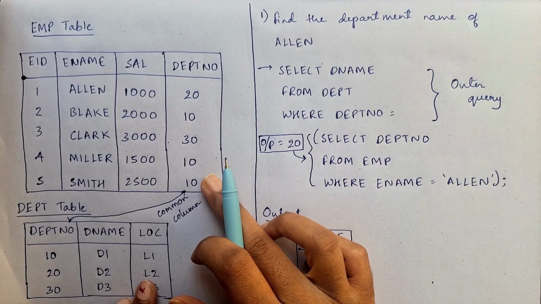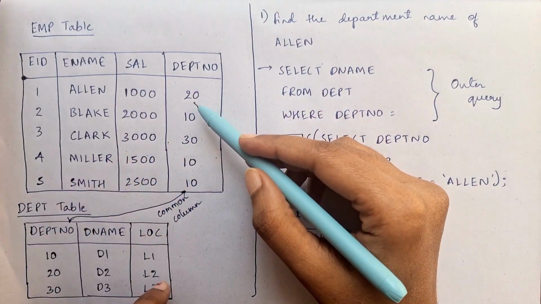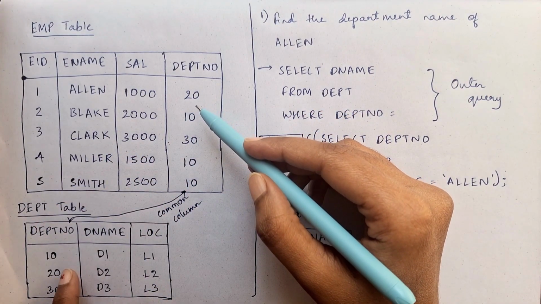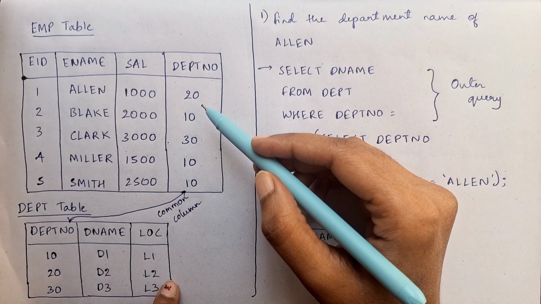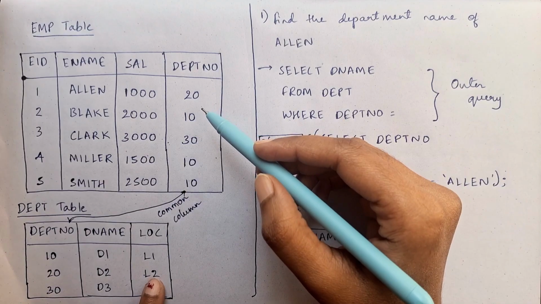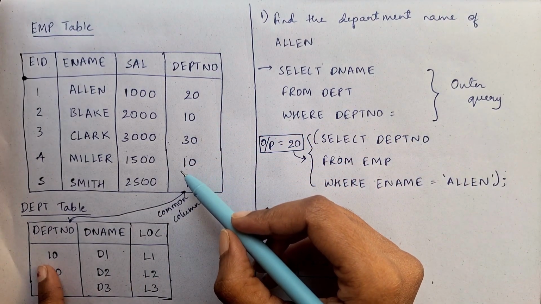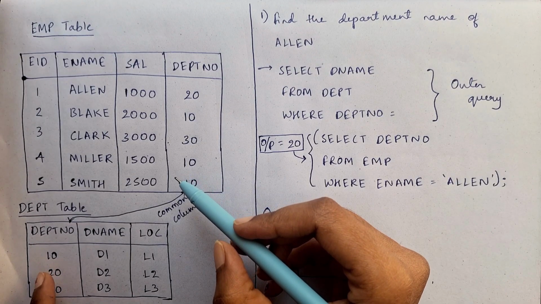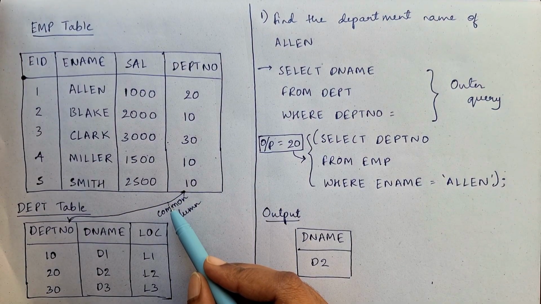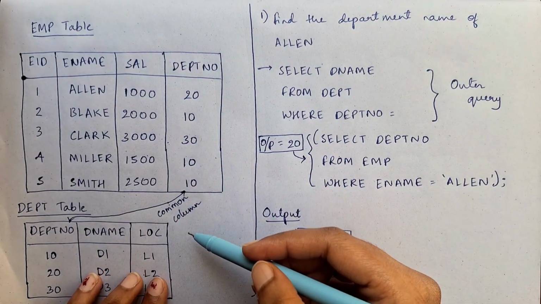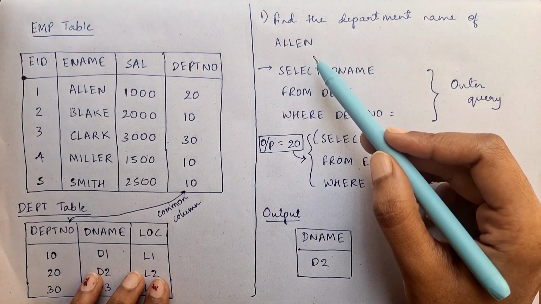For example, if an employee has department 20 in the EMP table, we can go to the department table and find 20 and then get the department name and its location, which is D2 and L2. So guys, since this column connects the information of both the tables, it helps us to retrieve related data from both the tables. Now let's write a query using these tables. The question is, find the department name of Alan. Now look carefully.